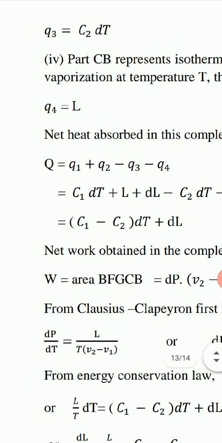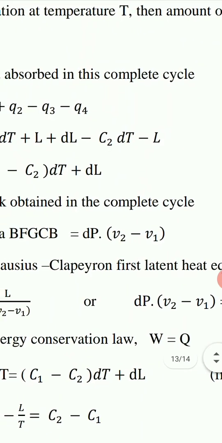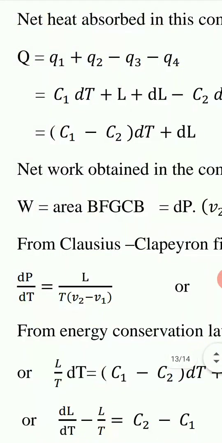Net heat absorbed in this complete cycle will be Q equal to Q1 plus Q2 minus Q3 minus Q4. Q1 and Q2 are taken as positive, because these are the heat absorbed by the substance, and Q3 and Q4 are taken as negative, because these are the heat rejected by the substance. So net heat absorbed Q equal to Q1 plus Q2 minus Q3 minus Q4.